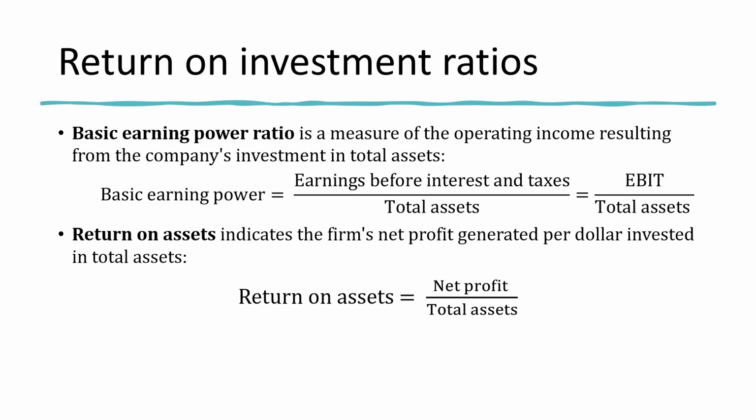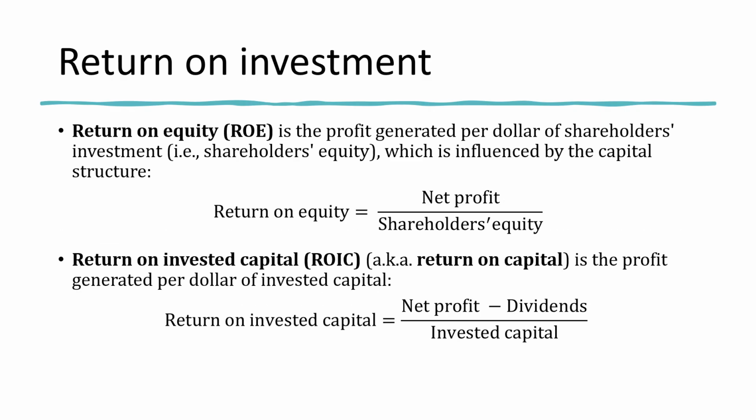Then we have return on assets, which is comparing net profit or net income, whichever term you want to use, with total assets. So you're putting total assets to use, and what you're getting out of it is a net profit. Other return ratios are the return on equity and return on invested capital.